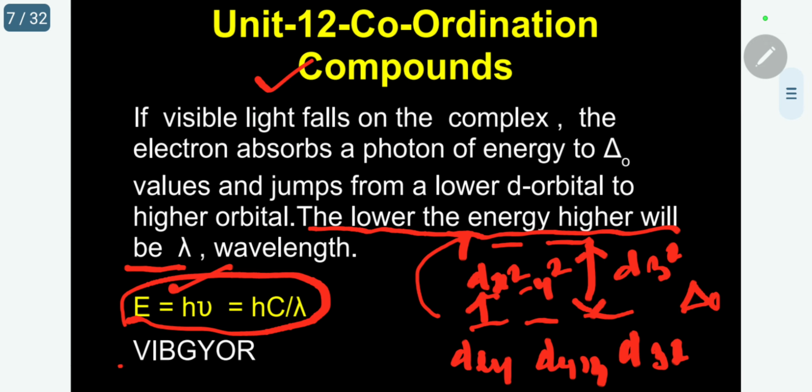In the case of VIBGYOR, as you see in any Photoshop, V for violet, indigo, blue, green, yellow, orange, red is the increasing order of lambda value. So red has the highest lambda, the next orange lower, yellow lower, green lower, so the lowest will be violet. Okay, so now what we have to do?